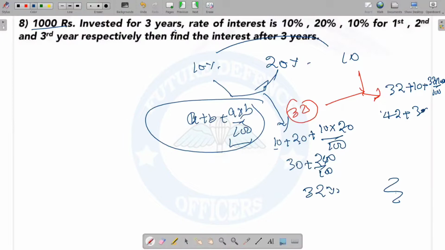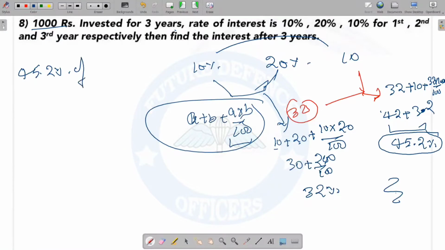Okay. So 3.2. So it became 42 plus 3.2, it became 45.2%. Now, what is our task? Our task is simple. Calculate the 45.2% of the 1,000. So how much are we getting here? 452 rupees is the interest.